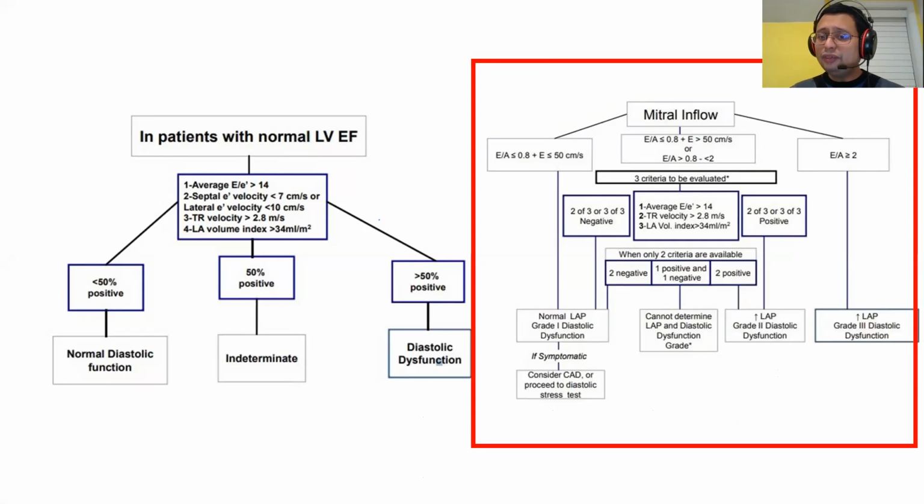You cannot use the left atrial volume index, correct? Because AF itself can cause increase in LAVI. However, you can use the E over E prime and TR velocity. So our patient's E over E prime is way high. The TR velocity is way high, okay? So we know that our patient has increase in left atrial pressure.